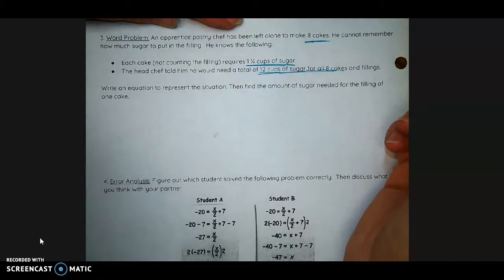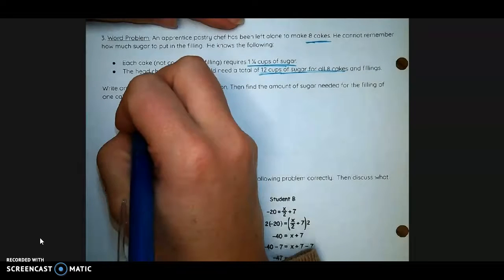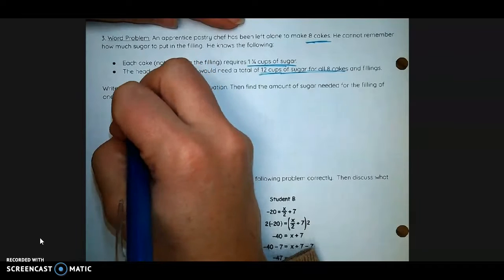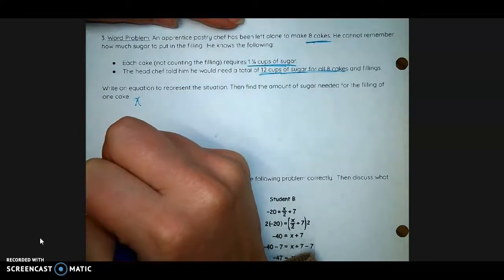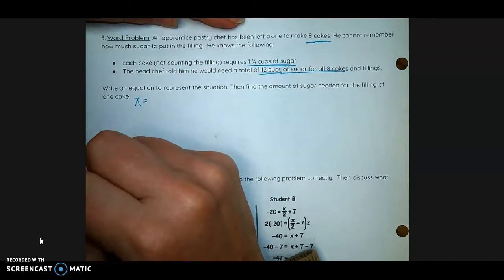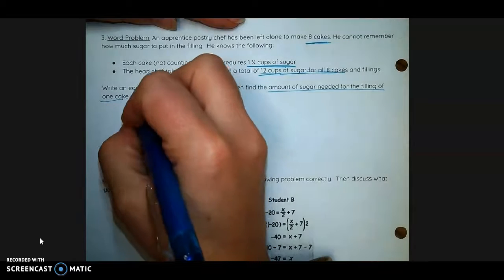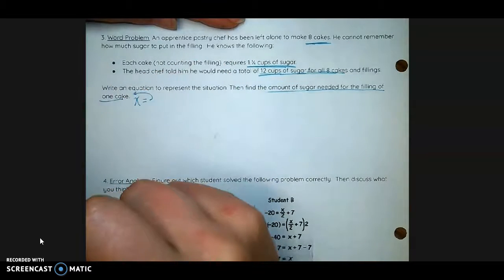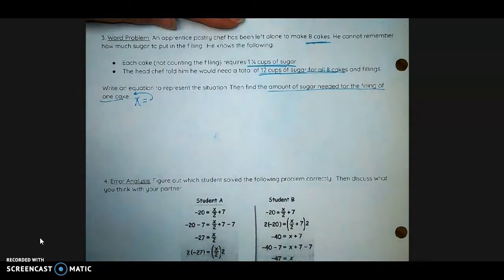He's going to have to break this out, right? So the variable I'm going to use is x, just because s would be sugar, and s can start to look like the number 5, and we don't want that to happen. So x is going to be the amount of sugar needed for the filling of 1 cake. That is what x is going to equal. Rather than write that whole sentence out, this is what x equals.